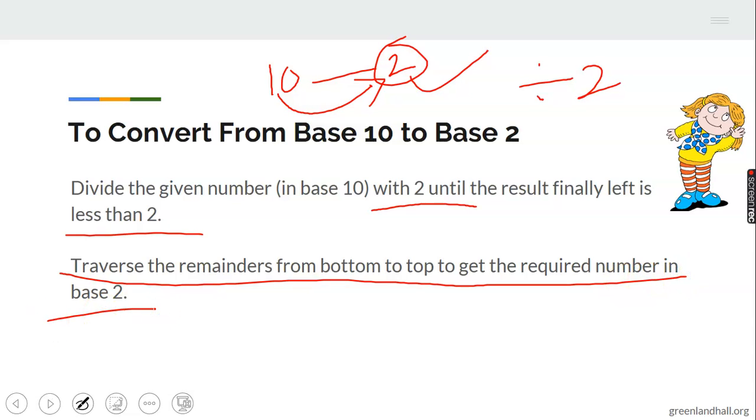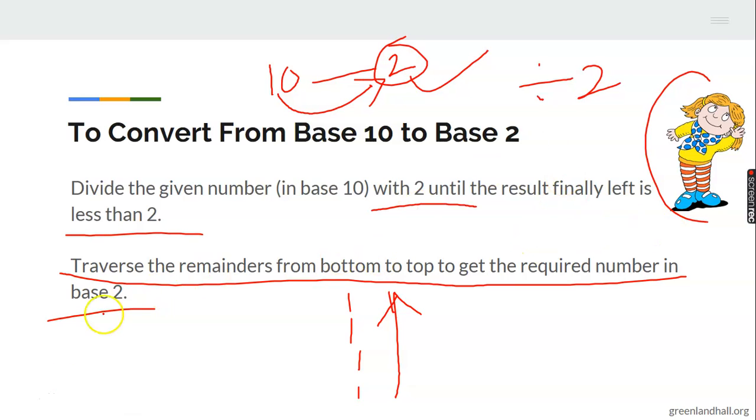Very simple. It's just like you're going to write your arrow. You start from down up. I call it the bottom to the top approach. Alright, bottom to the top approach. So pay attention to it. Pay attention to what I'm saying. It's very important. If you're going to convert a number from base 10 to base 2, we'll use the division method.